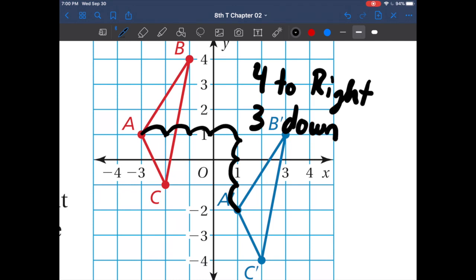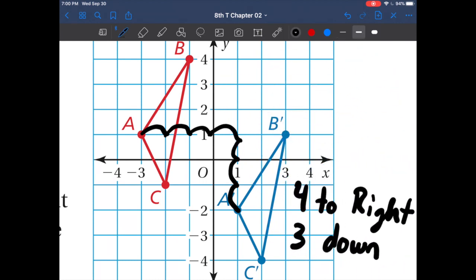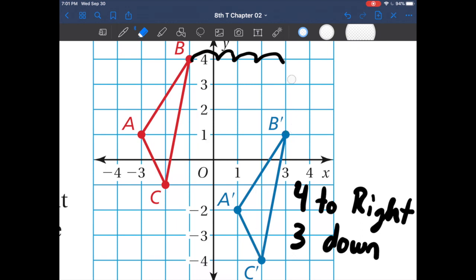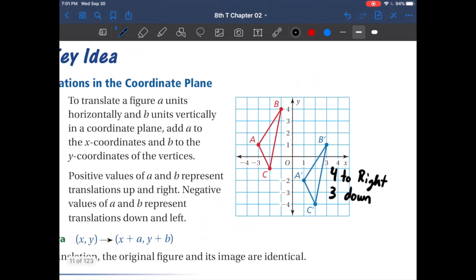So if this rule applies, it should apply to all of the questions that we're about to do. So let's see, it should be 4 to the right: 1, 2, 3, 4, and then 3 down: 1, 2, 3. Yep, that's correct. 1, 2, 3, 4, 1, 2, 3, 3 down. So it looks like all of them are exactly the same, how they're supposed to be. So this would be a translation. It didn't change in size, but it just went exactly how it was supposed to go. It followed the rules, 4 to the right and 3 down for every single point.